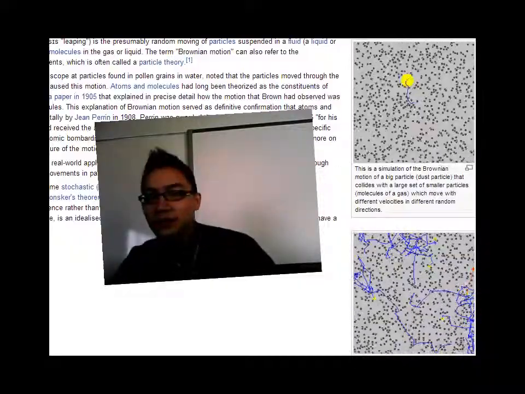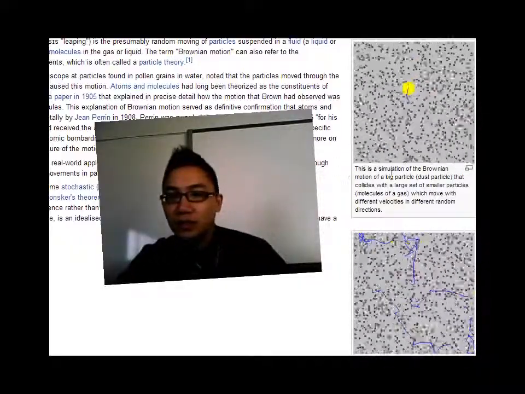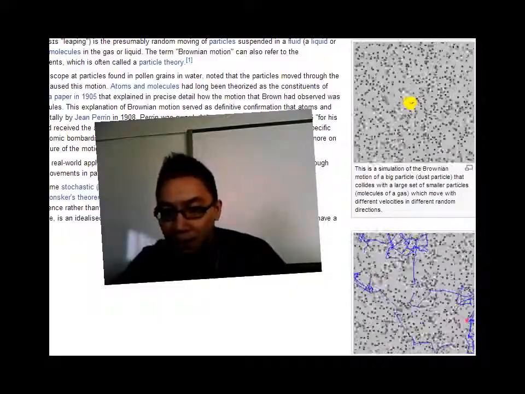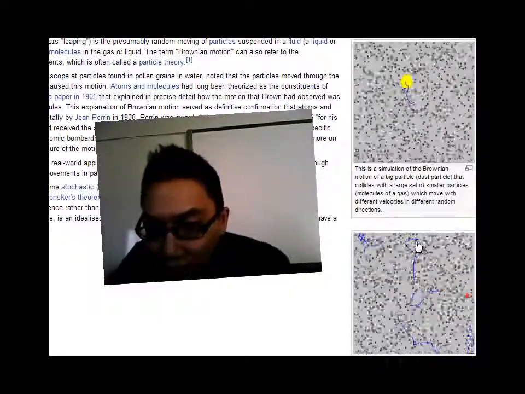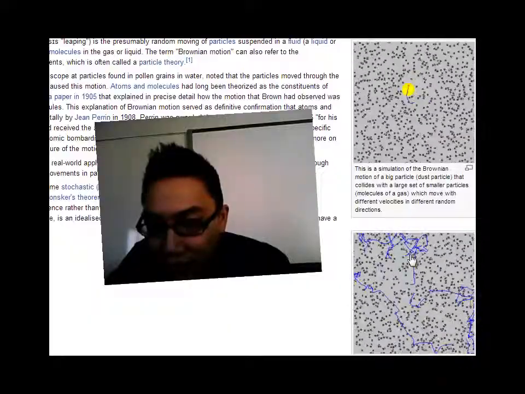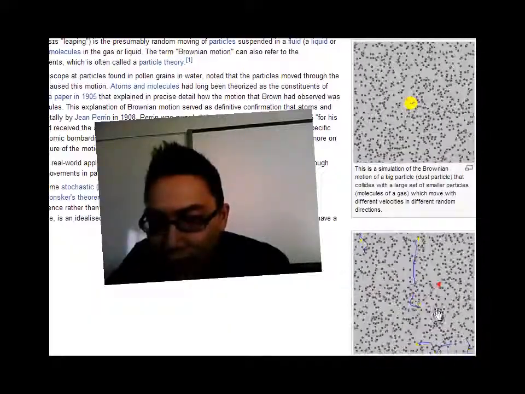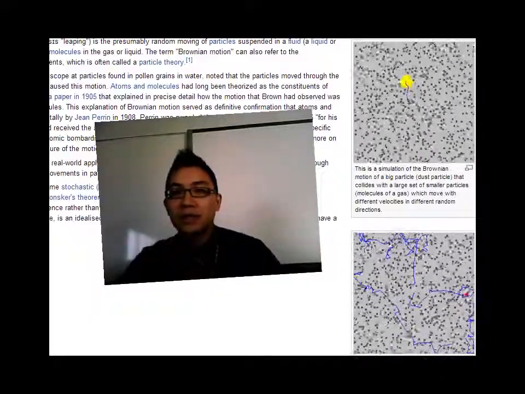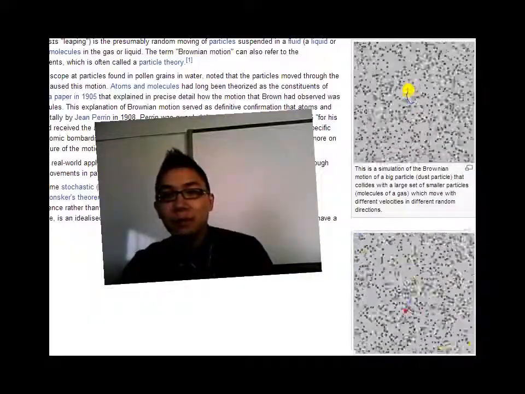There are other animations you can see where you can actually control the speed or change the temperature. It's really neat. Down here, you can see they're moving a lot faster. The idea is that these little yellow dots, if you can see them and follow them around, are moving around. So this is the idea, Brownian motion.